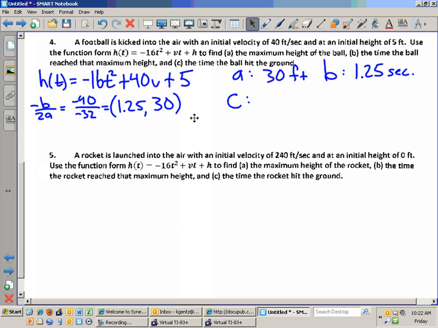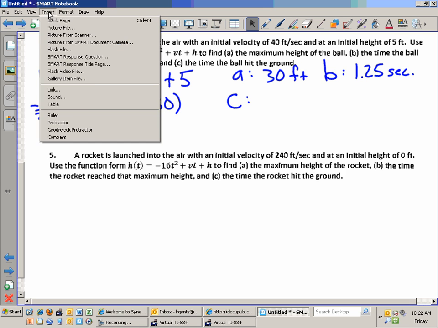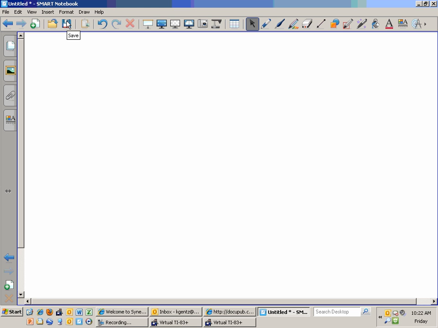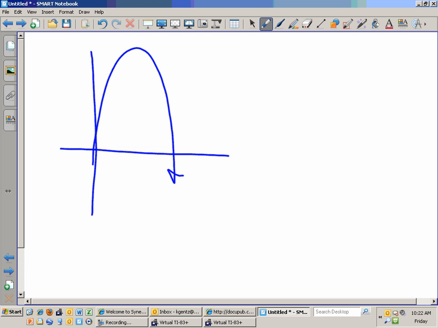Last thing we'll do is we'll find c by hand, and then we will also do it using the calculator. Time the ball hit the ground. This is a good question. If the ball goes up into the air and hits the ground, what's the height of it when it hits the ground? 0. So what are we looking for? The x-intercept. How do we find x-intercepts? We zero it out and we factor or use the quadratic formula.